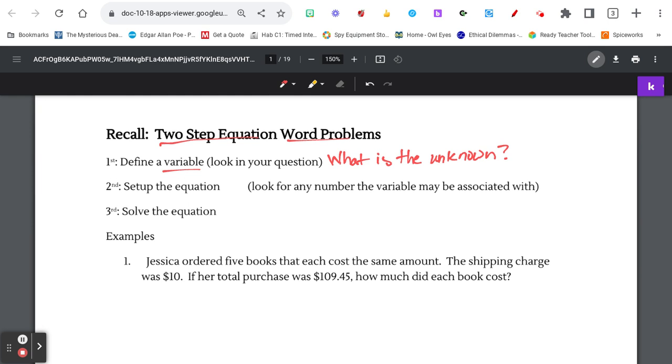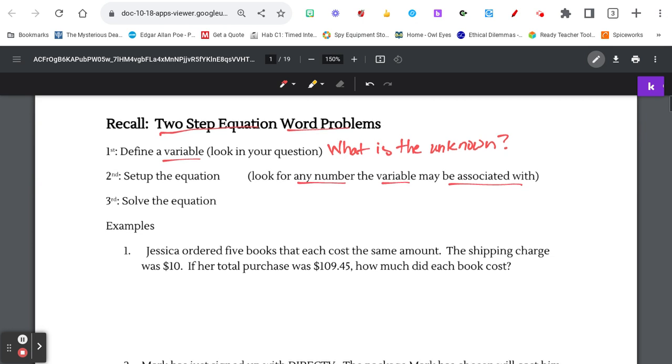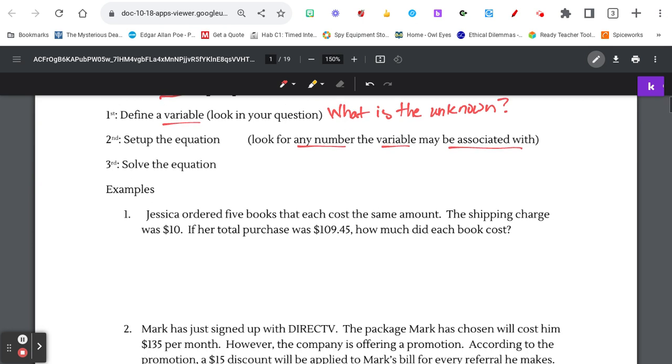Number two, we're going to set the equation up, but we're going to make sure that we look for any number the variable may be associated with by going back to our word problem to check and see if there's any association or anything in that word problem that will let me see what the actual unknown should be, where to place the variable, in other words. And then we'll solve, guys.